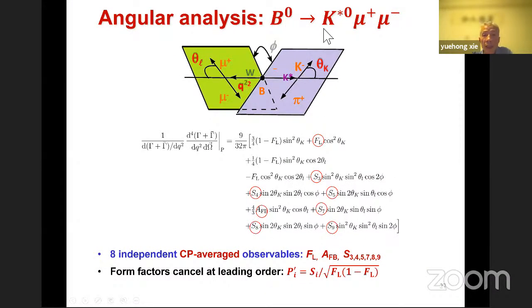The golden channel to study angular distributions is actually B0 to K star mu mu. From the angular distribution, we can also determine 8 independent CP average observables: the longitudinal fraction FL, the forward-backward asymmetry FB, and 6 other observables Si. And using FL and Si, we can define some robust variables P prime i, for which the form factors cancel out at leading order.